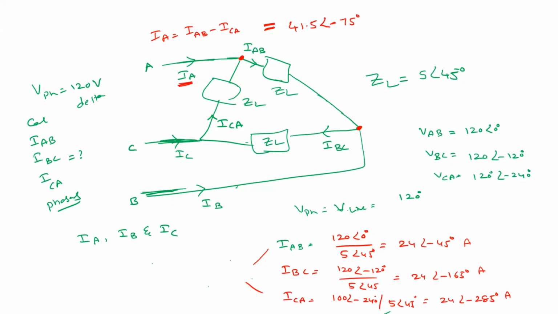Yes, sir. Okay. So on one side you have 24, right? And on the other side you have 41.5. So if you multiply 24 with root 3, how much will you get? So this will be 24 into root 3 at an angle minus 75, right? So this angle difference is also 30 degrees.